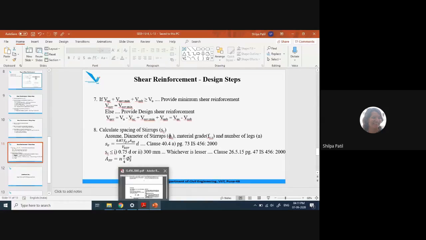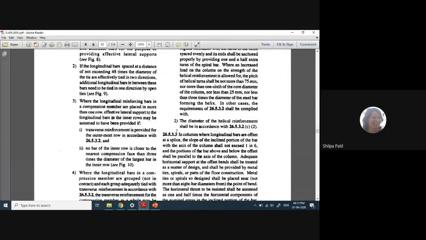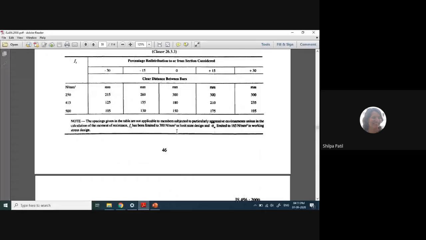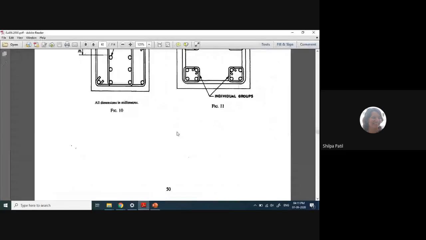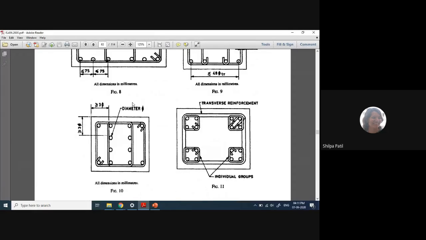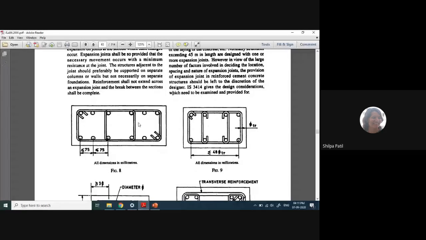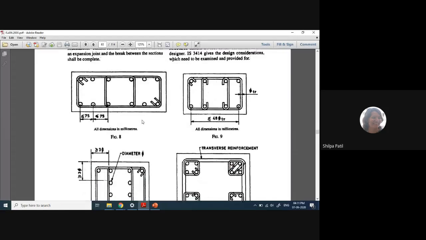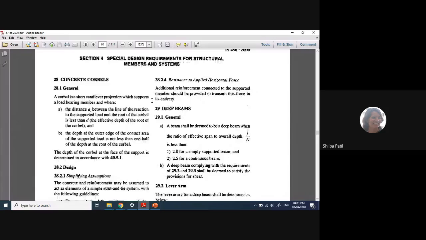Now these numbers of legs are also indicated in the code through a diagram. Let me show that diagram to you. Yes, see here, these are the arrangements for different legs. This is the multi-legged shear reinforcement. All these are the different ways of providing multi-leg transverse reinforcement. Okay, all right.